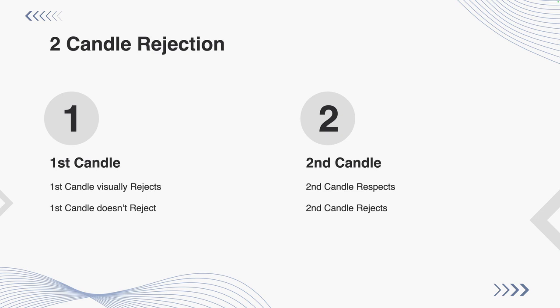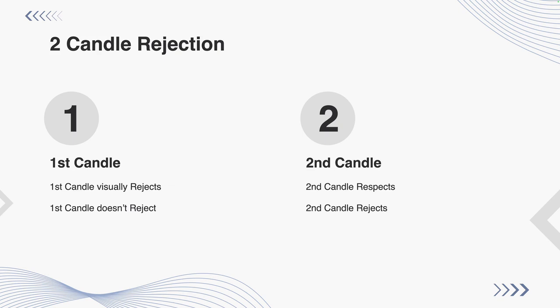We have the first candle. The first candle visually rejects, or the first candle doesn't reject. We have two options right there. So if the first candle rejects, then the second candle respects. If the first candle visually rejects, the second candle respects whatever the first candle was doing. First candle already rejects, second candle is going to respect that first candle rejection, already going to continue higher. If the first candle does not reject, so there's no rejection, or there's just not a clear visual rejection, then the second candle can still sweep the previous candle low or previous candle high to then create the rejection.